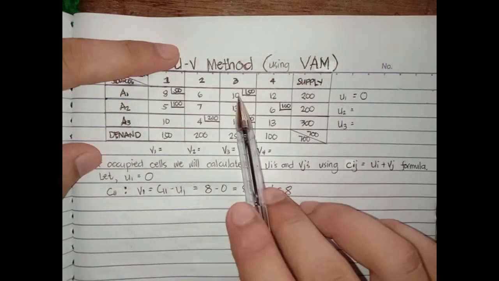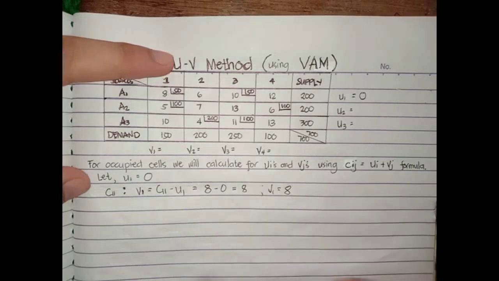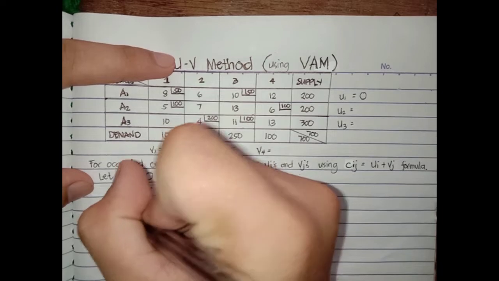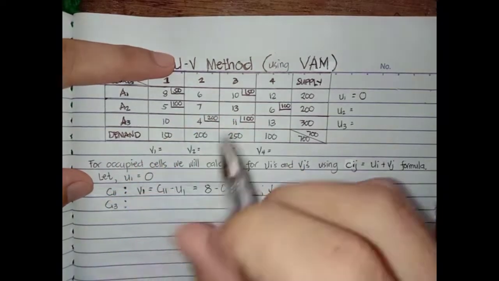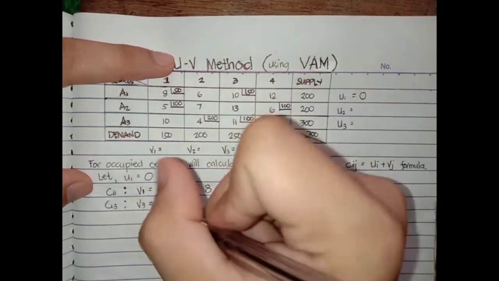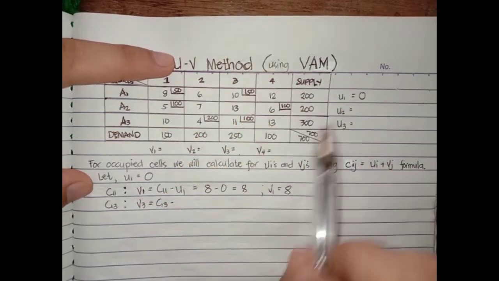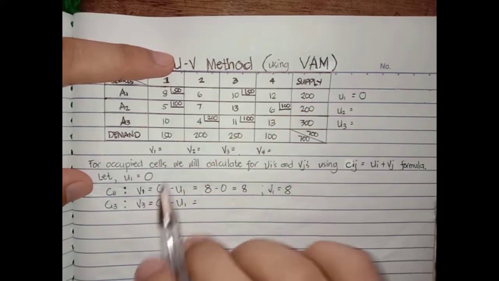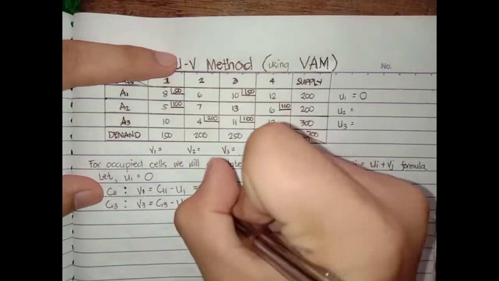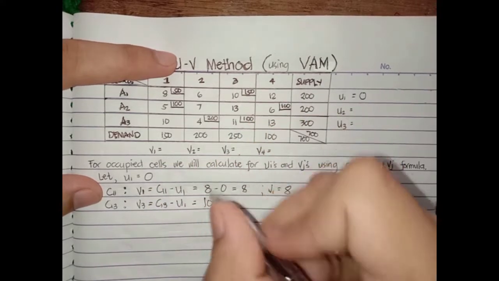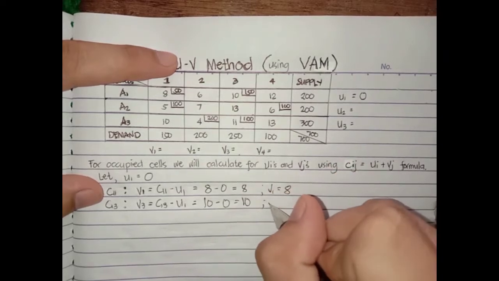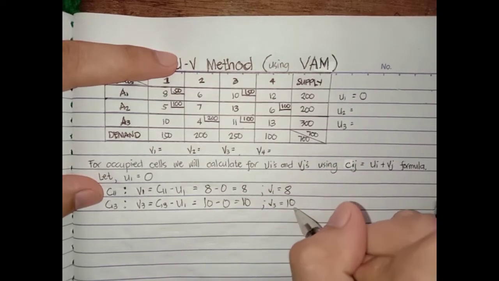So the next allocated cell is here, row 1 and column 3, so C13. And we have V3. So we will find V3 is equal to C13 minus Ui, where C13 is equal to 10 minus our value of U1, which is 0. So it is equal to 10. So our V3 is equal to 10.